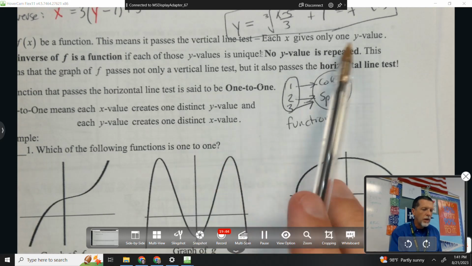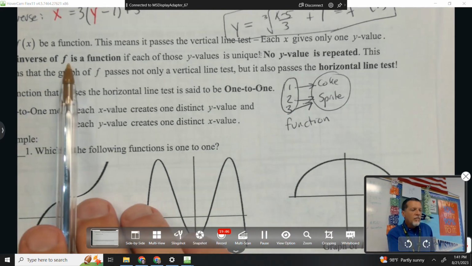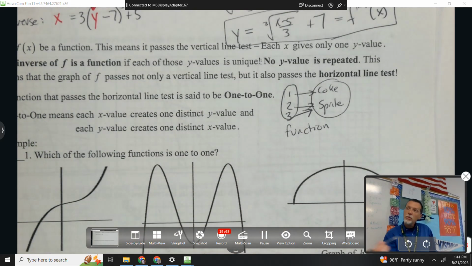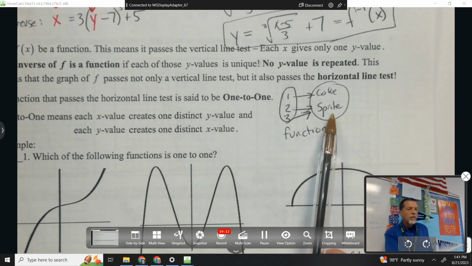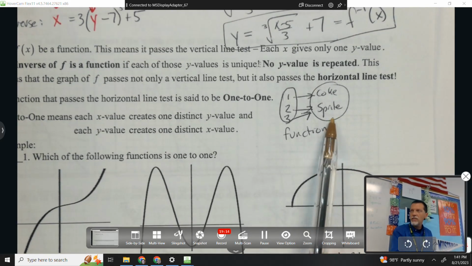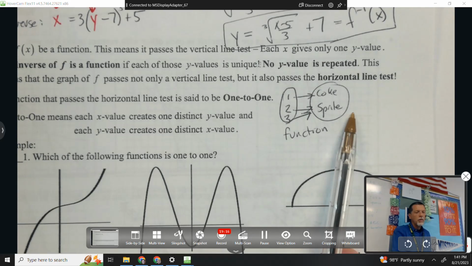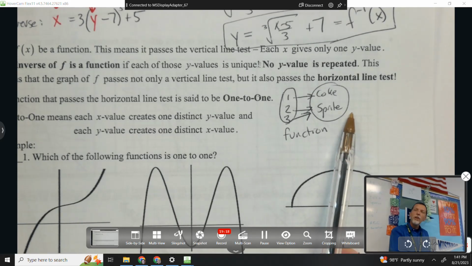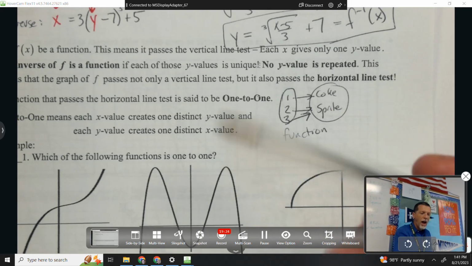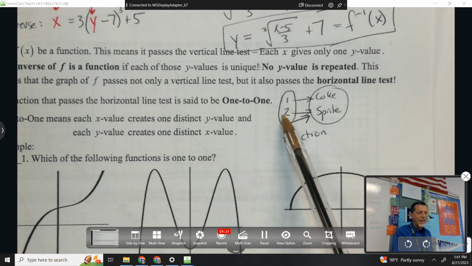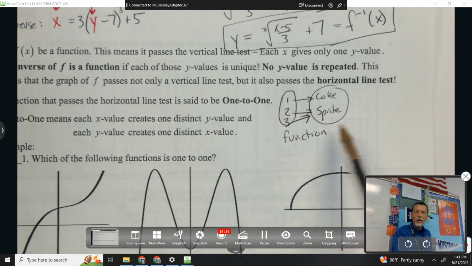No y value is repeated. That's for the inverse. If the inverse of f is a function, so inverse means go backwards. Well, if we think about going backwards, so you walk up to this vending machine and a friend of yours is standing there with a bottle of Sprite. Can you go backwards and know which button he or she pushed? No, because if you're going backwards, there's now 2 y's, or 2 x's, I should say, and you don't know.